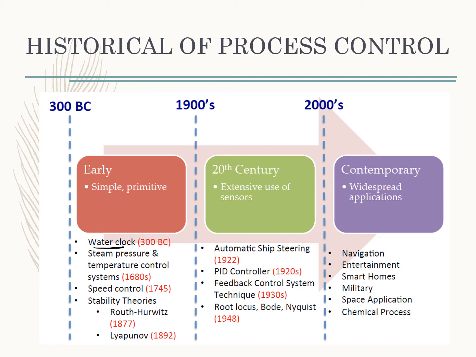Okay, next, in the early stage we also have steam pressure and temperature control systems, and speed control. In the 20th century, extensive use of sensors started. In the 20th century, PID control and feedback control system techniques were used, along with root locus, and now it is a contemporary widespread application. Process control is used worldwide in navigation, entertainment, smart homes, military, space applications, and also chemical processes.